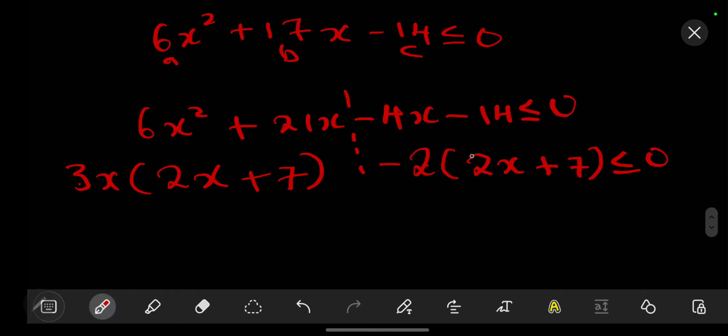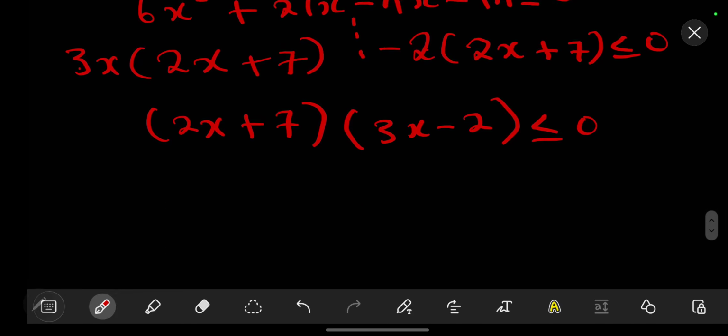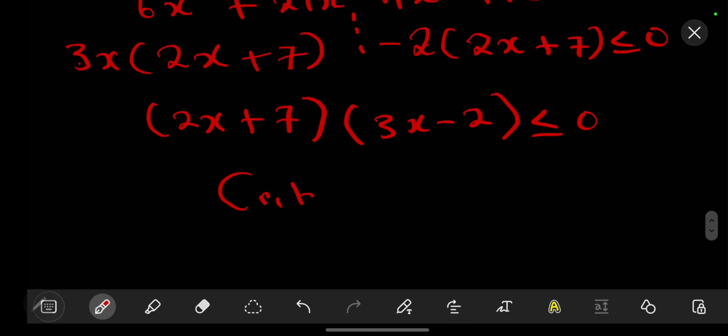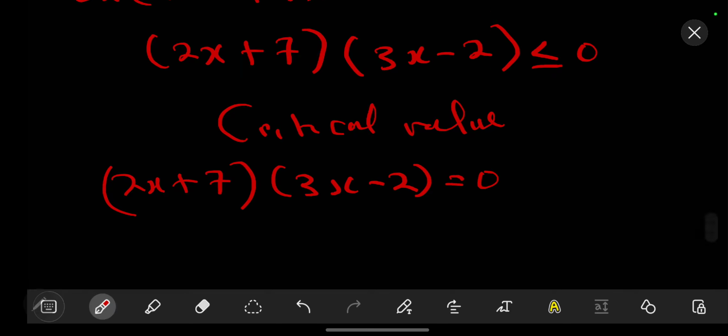So what we have is one thing in the brackets, so we are going to have one bracket, it will be 2x plus 7. The other bracket, it will be 3x minus 2, like that. So this should be less than or equal to 0, like that. So when we do this, we can now find our critical values. So our critical values are the zeros of the equation. So it will be our 2x plus 7 and our 3x minus 2. This should be equal to 0.